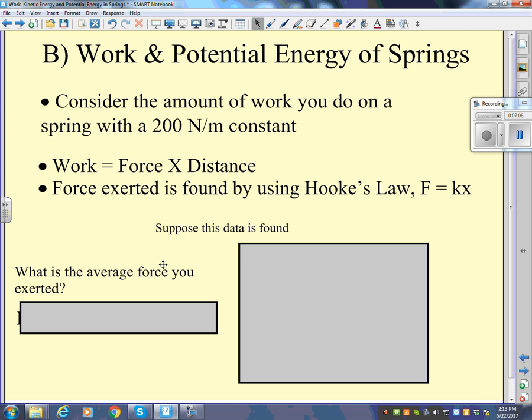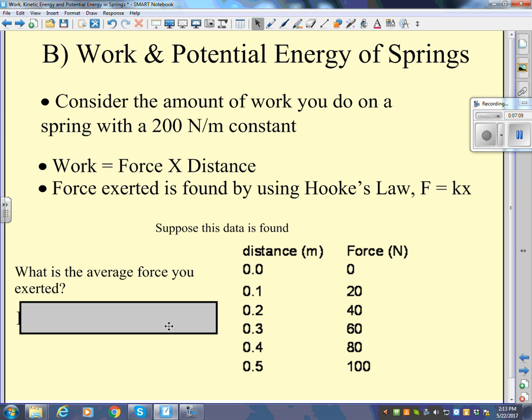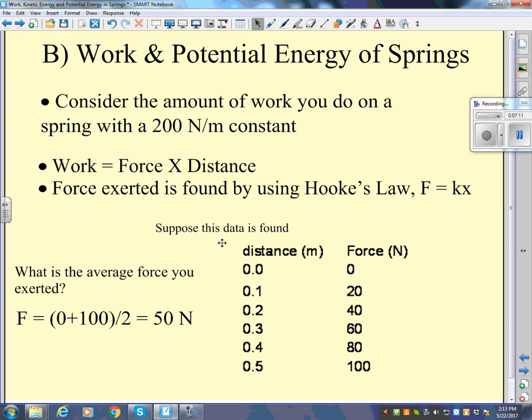What is the average? Oh, I guess I should show you the data here. As you stretch it more and more, you all know this. As you pull a spring, and just imagine a spring being stretched, as you pull it more and more, you require more and more force. So in this particular case, we started with 0 newtons of force. We worked our way up to 100 newtons of force. What is the average force exerted? Well, the initial was 0. The final was 100. Gives us an average of 50.